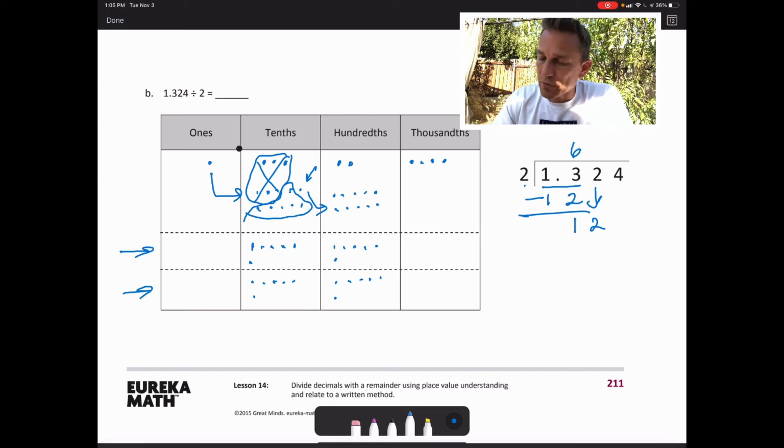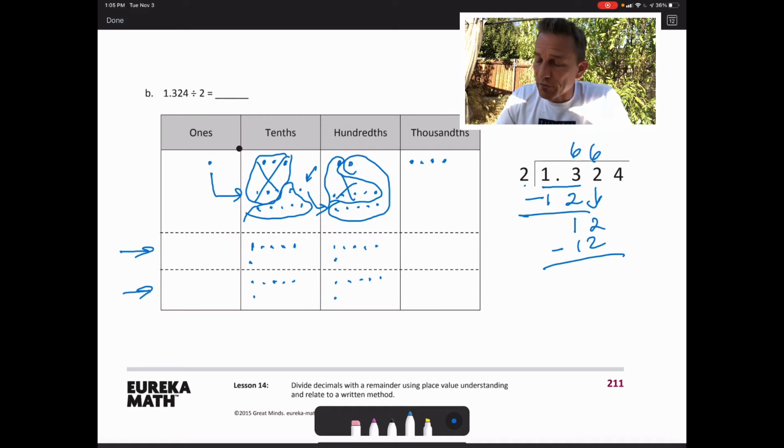All right, so each group gets 6, and I shared, hold on one second. I shared all 12. So I have no hundredths left. And I'm left with 4 thousandths to share. So I can put 2 of the thousandths in each group.